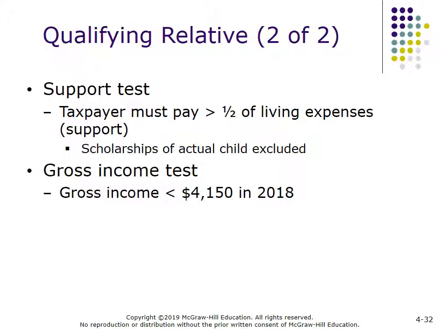And the gross income test. The potential dependent's taxable gross income, so the amount that would be on their tax return on line 23, is less than $4,150 in 2018. Equal to or more than, they flunked the test. Less than, they meet the test. Now remember, I didn't say all income. I said the income they receive that would be considered in gross income on their tax return.